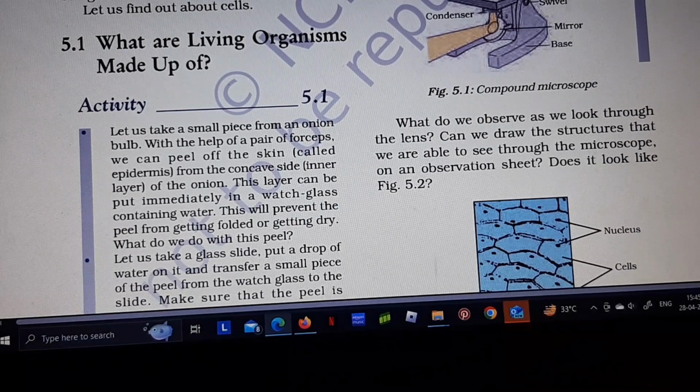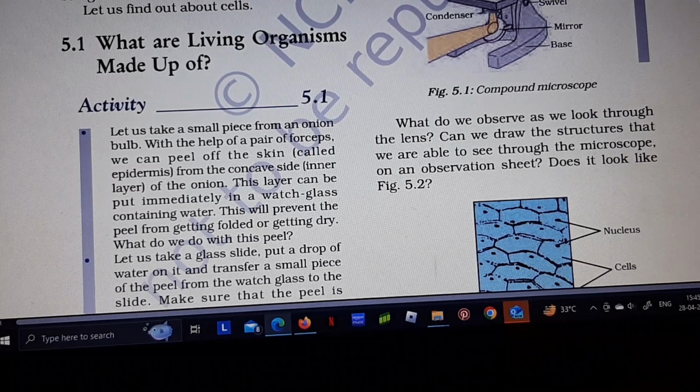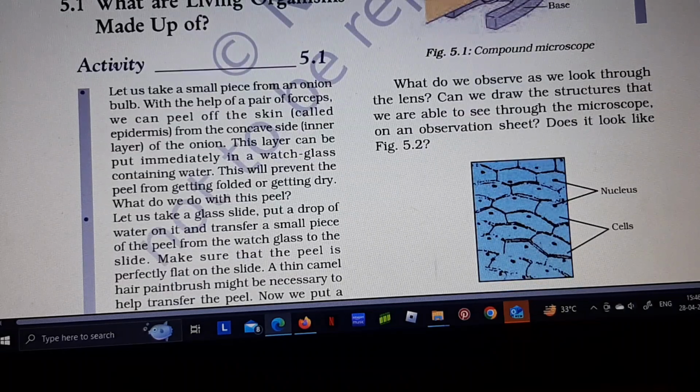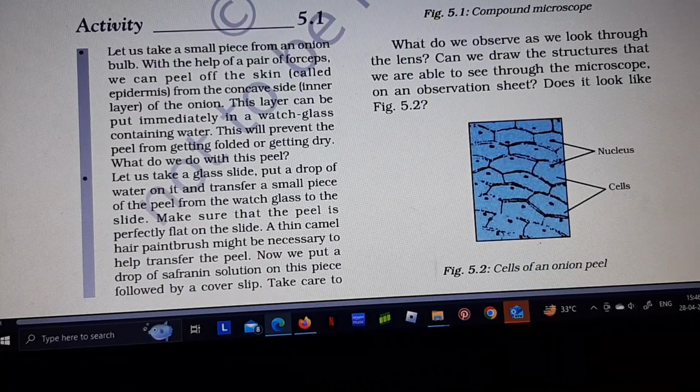Let us find out about cell. What are living organisms made up of? Let us take a small piece of an onion bulb. With the help of a pair of forceps, we can peel off the skin called epidermis from the concave side, which is the inner layer of the onion. This layer can be put immediately in a watch glass containing water. This will prevent the peel from getting folded or getting dry.